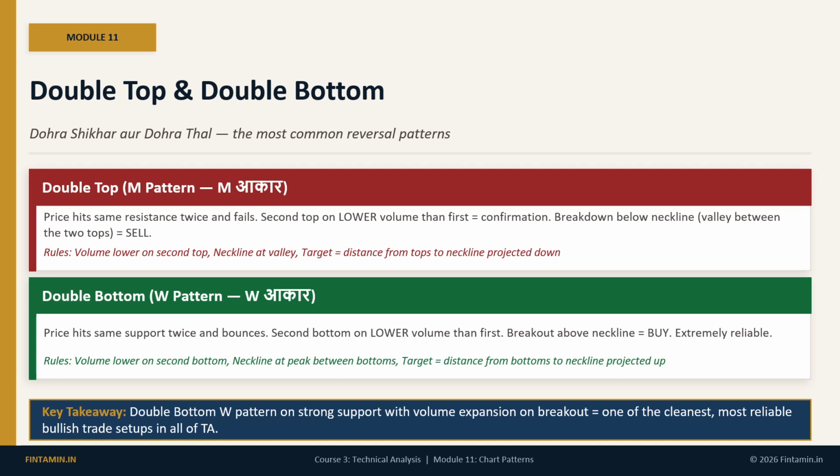Double bottom is the W pattern. Price hits support twice and bounces both times. The second low on lower volume than the first means sellers are running out. When price breaks above the peak between the two lows, the neckline, with high volume, the pattern is confirmed, one of the most common and most reliable bullish patterns in Indian markets. After major corrections 2016, 2019, 2020, Nifty formed classic double bottoms before launching into multi-year bull runs. Learning to identify these patterns can literally change your wealth trajectory.